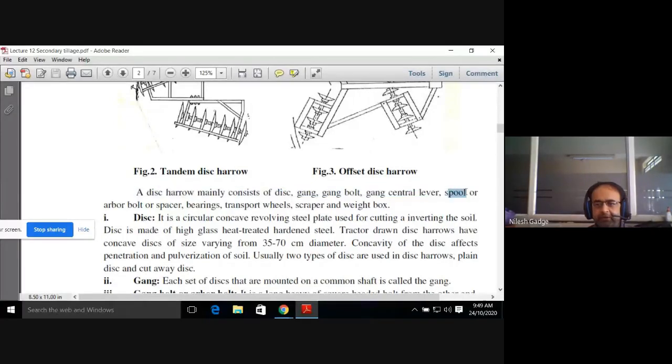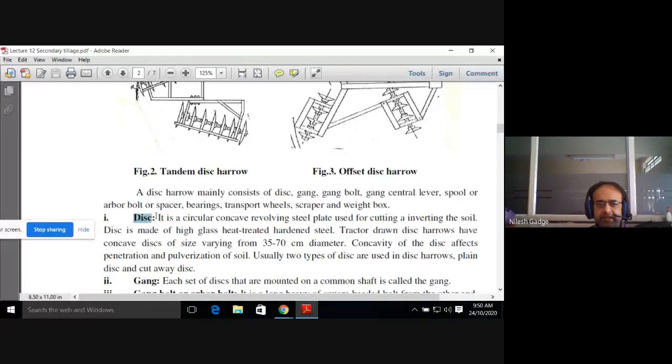Te apan nantar baghuye: spool or arbor bolt, spacer, bearings. Spacer mhanje ya don disc madhe jo asto tela kay mhanaycha, spacer mhanaycha. Okay. Spacer is provided to maintain the proper distance between the two discs.